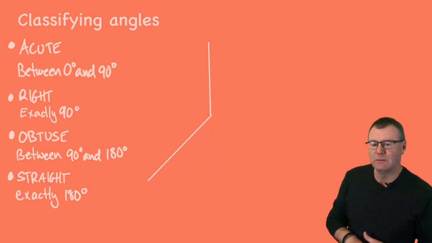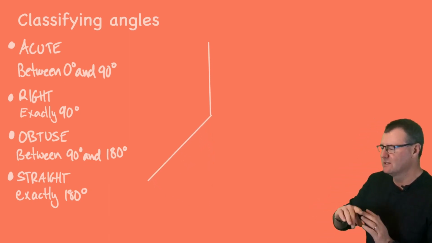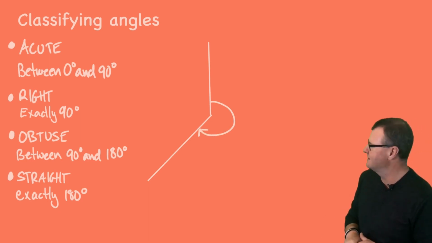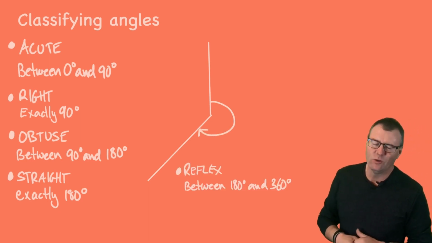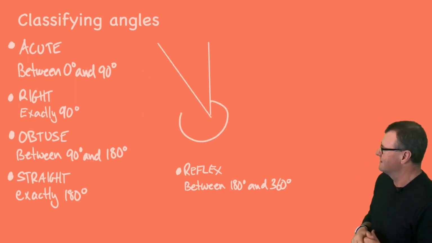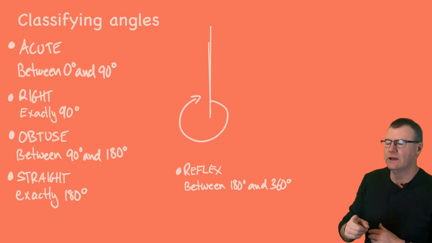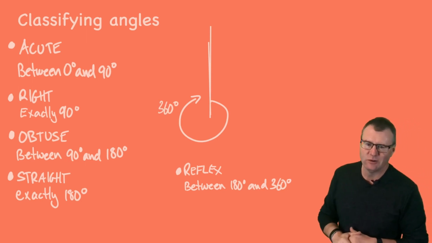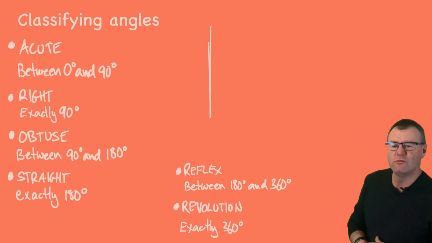If I keep going a little bit more though, more than 180, but still less than a full 360 degrees around, I call that a reflex angle. And then the last one is if I get right back to the top, one full circle around, a full 360 degrees, we call that a revolution.